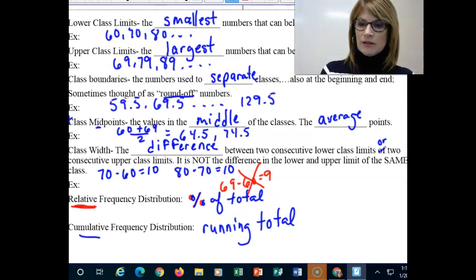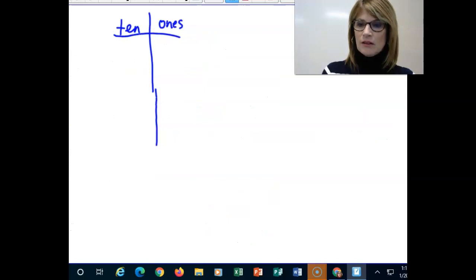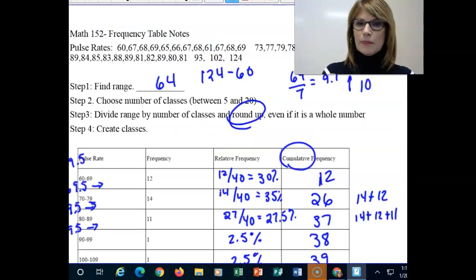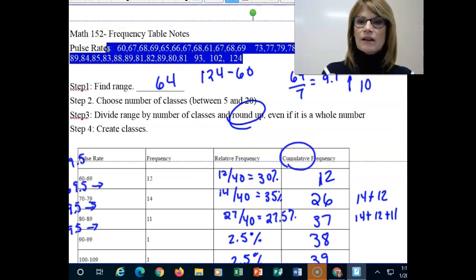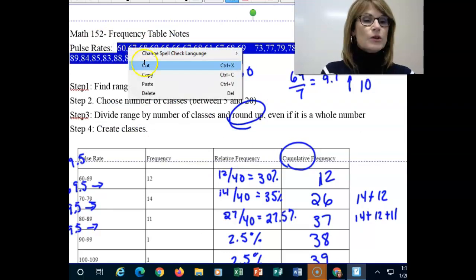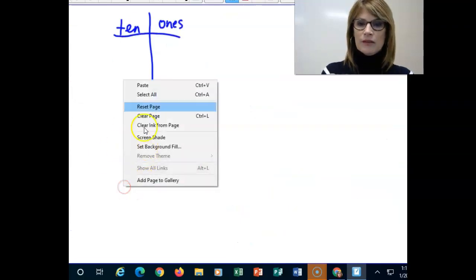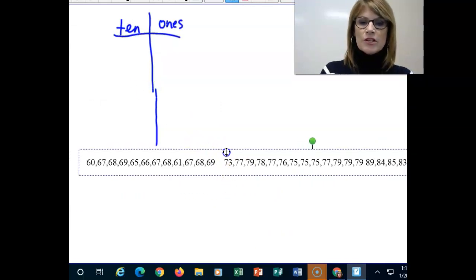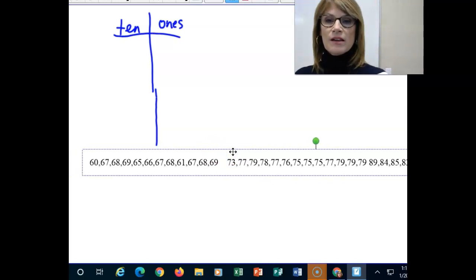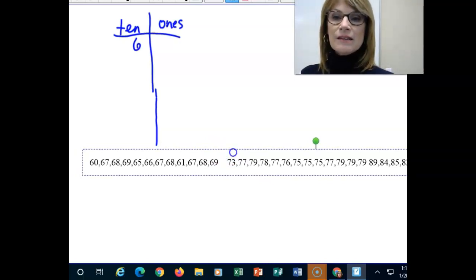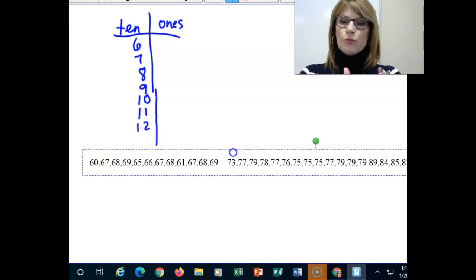Let me see if I can copy this data so we don't have to keep flipping back. Okay, so here's our data. So if we were making a stem and leaf plot, we have 60s, 70s, 80s, 90s, 100s, 110s, and 120s. So stem and leaf, we will write down the stem as the tens and the leaf as your ones.